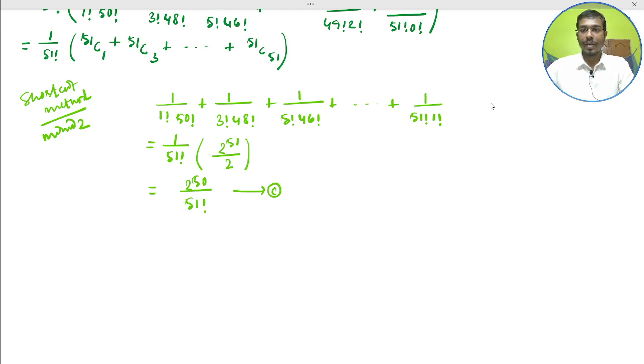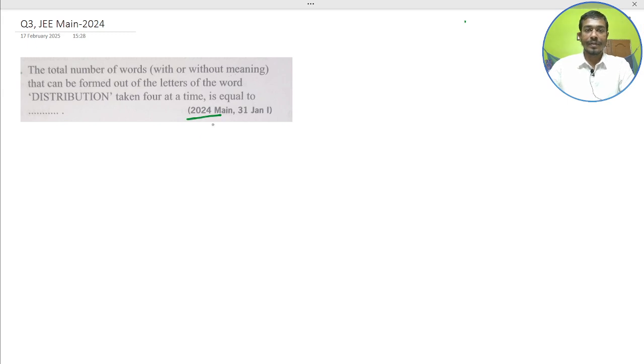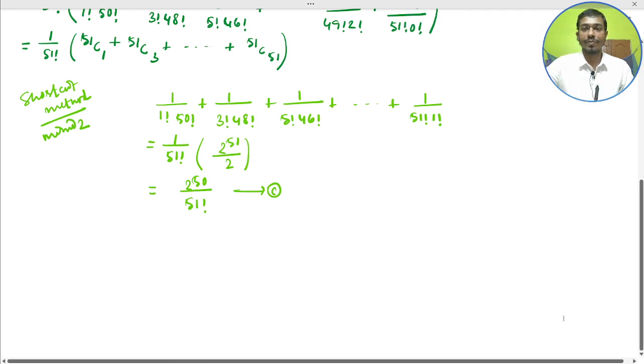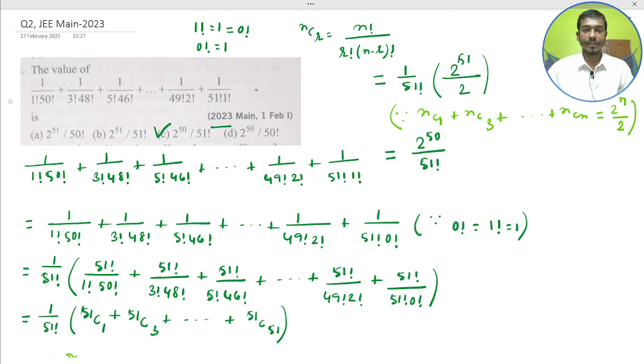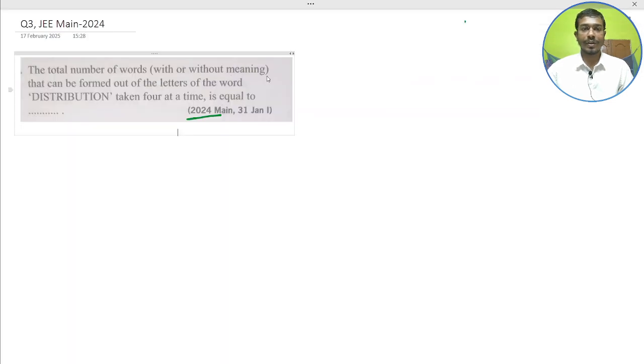Next, go ahead. Our next problem. Question number 3, very important question, JEE Main 2024, 31st January paper 1. The previous question was an MCQ, multiple choice. This next one is a NAT, a numerical answer type question.